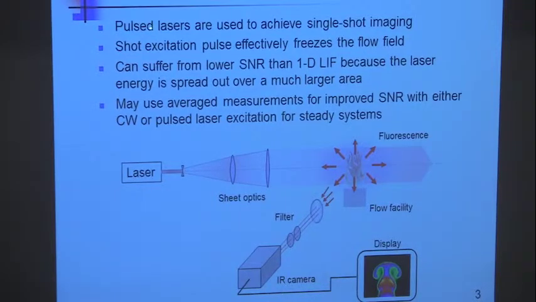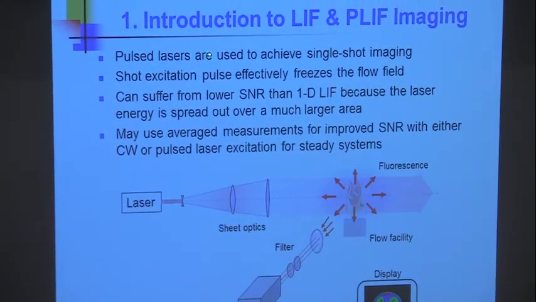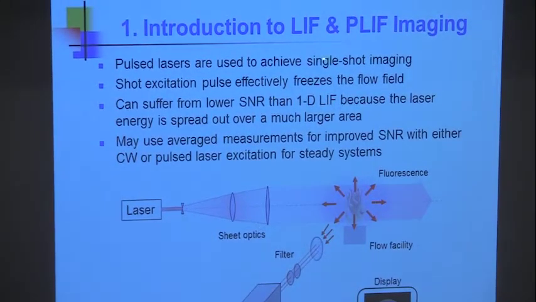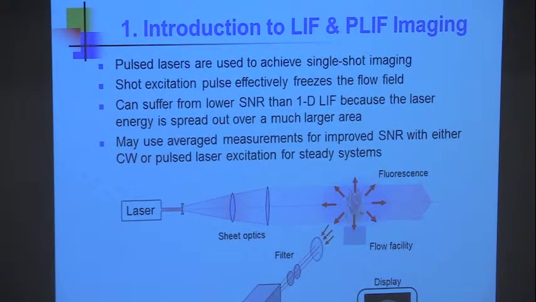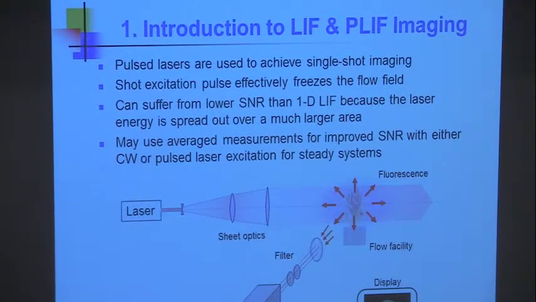Okay, so typically, if we're going to do PLIF, we use a pulse laser in order to achieve a high flux rate of photons. So basically, you would turn the camera on and off. So turn the camera on, collect the light only for a few microseconds, perhaps, and then off. So you don't collect light in between the laser pulses. The idea is that these times are so short that you effectively freeze the flow field, and that is true unless it's really high-speed flow.